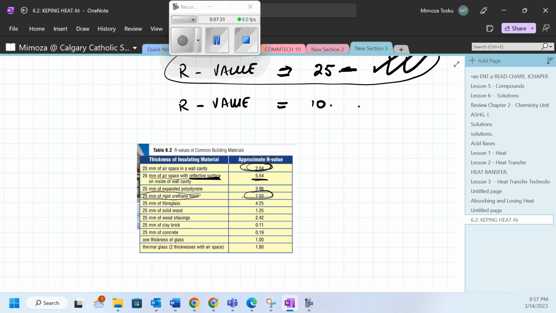And if you can, because the materials that have high values, of course, come with a higher price, because in the long run they will save you money on the heat bill. Then you will aim for the next one, which is 5.54.